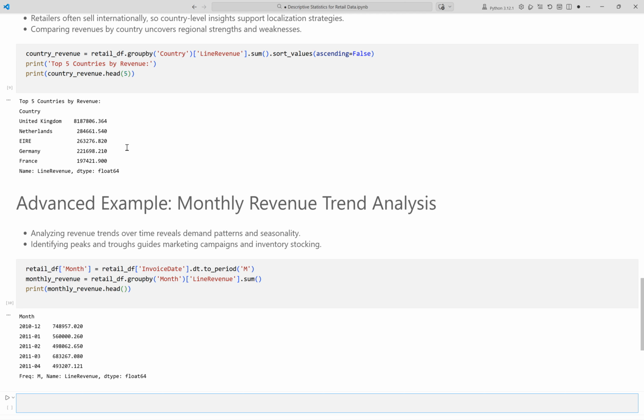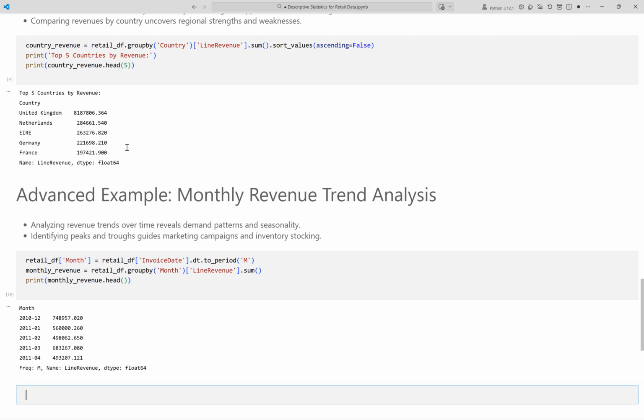Notice the fluctuations in monthly revenue, such as the high in December 2010 and dips in early 2011, highlighting potential seasonality and demand shifts. This aggregation sets the foundation for identifying key sales periods to optimize marketing and inventory decisions. This pattern helps you plan promotions or forecast for busy seasons.